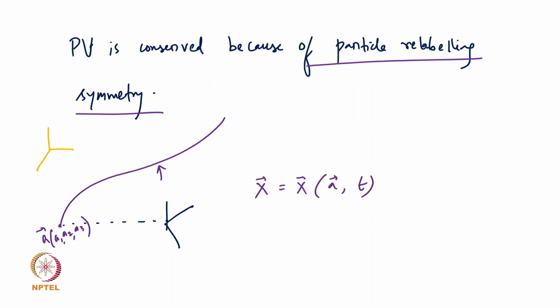So the physics of the problem does not change, because there is this inherent symmetry in the system, and we can relabel these particles using a different coordinate system, the equations of motion and the underlying physics remain the same. And that is the reason, because of this inherent symmetry, that potential vorticity is a conserved quantity. That is, this symmetry corresponds to conservation of potential vorticity.